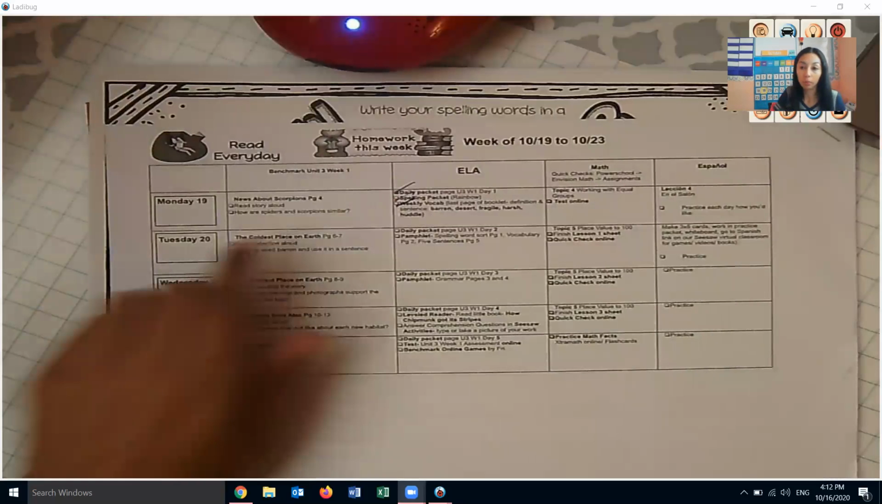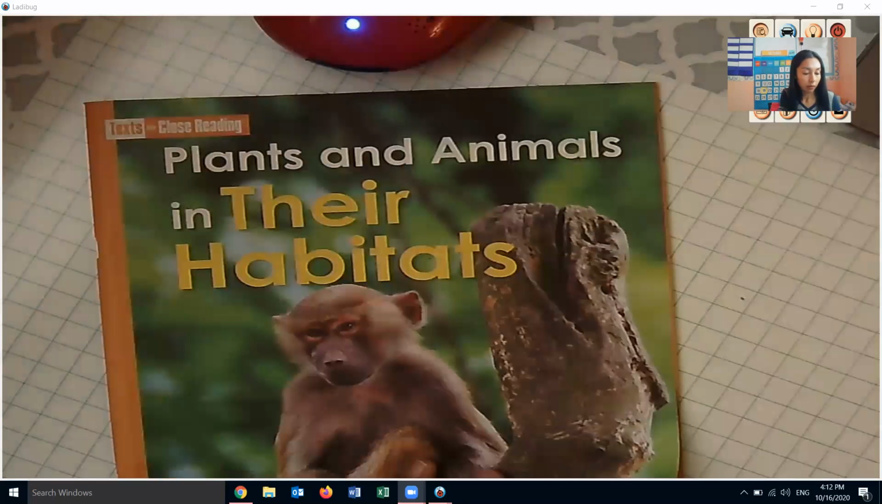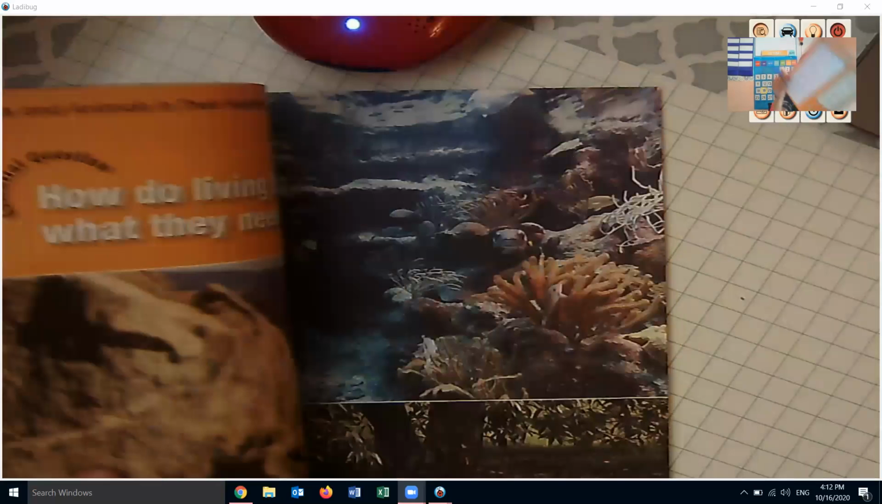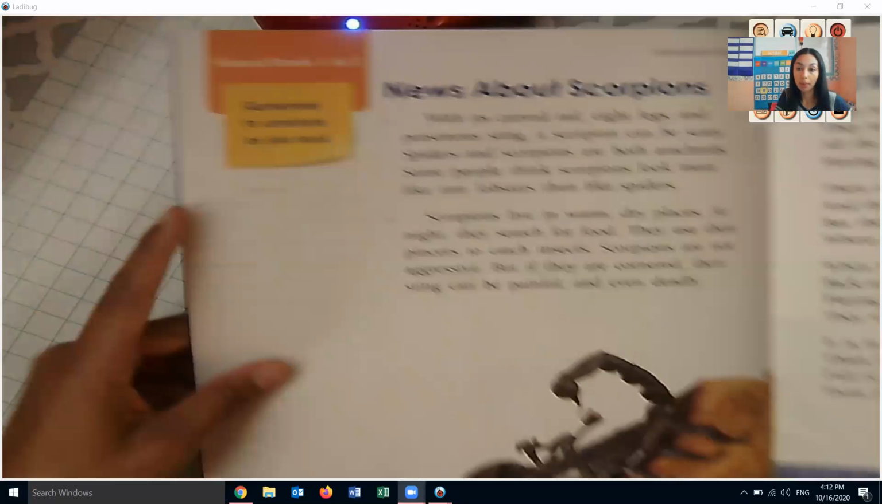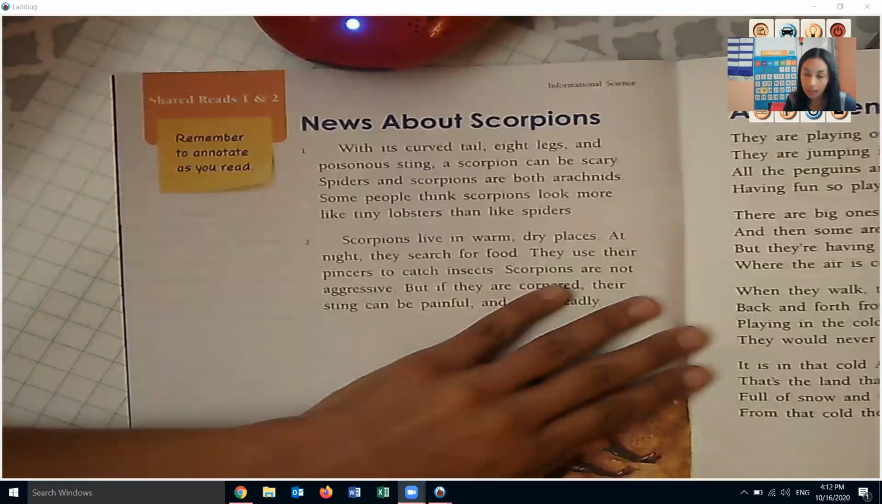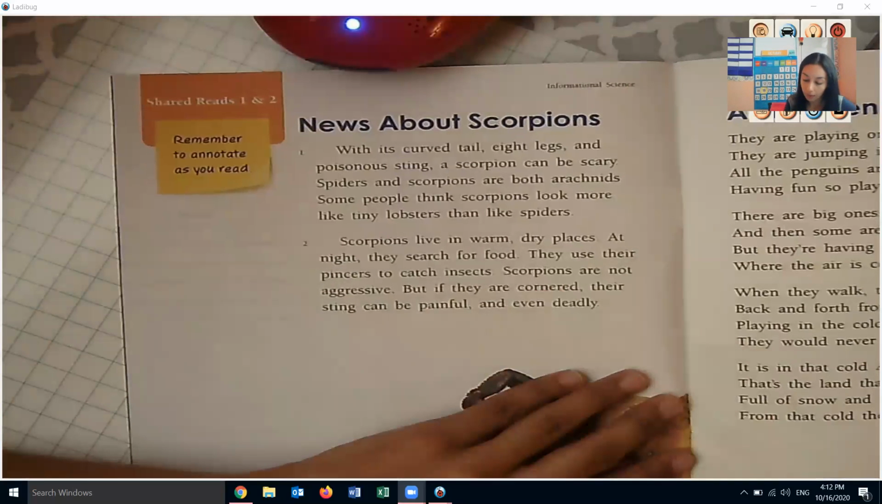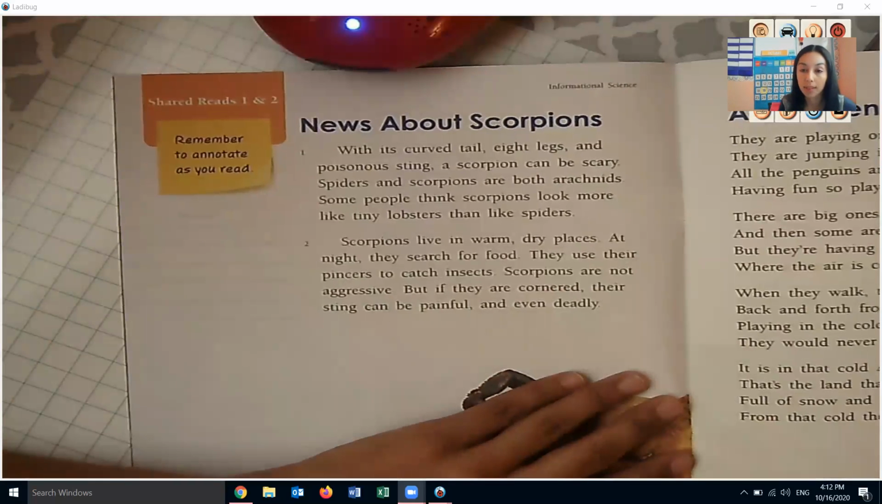So news about scorpions. So I'm going to go into the first story, news about scorpions, which is on page 4. And today's activity says read the story aloud, and then we're just going to answer the question, how are spiders and scorpions alike? News about scorpions.